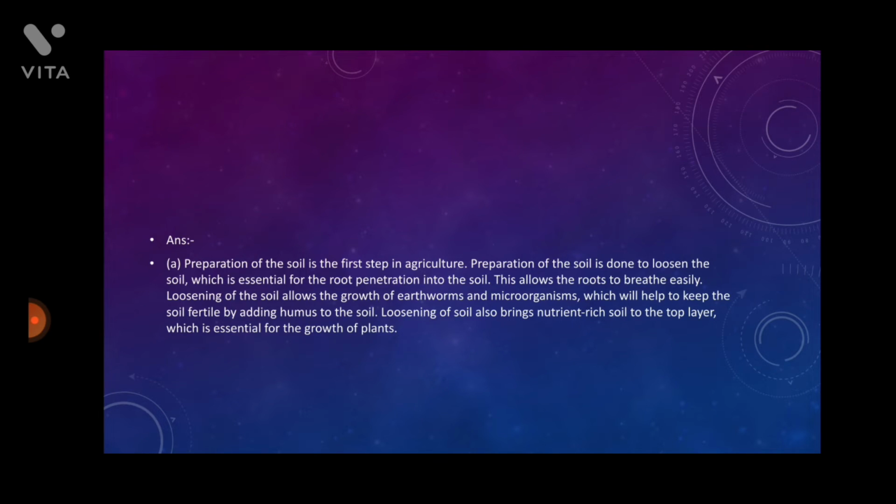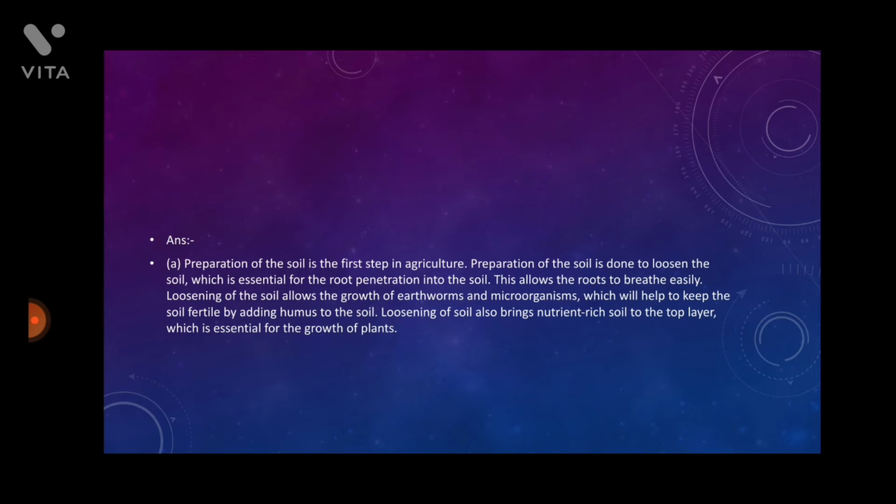The first, preparation of soil. Preparation of soil is the first step in agriculture. Preparation of soil is done to loosen the soil, which is essential for root penetration into the soil. This allows the root to breathe easily.